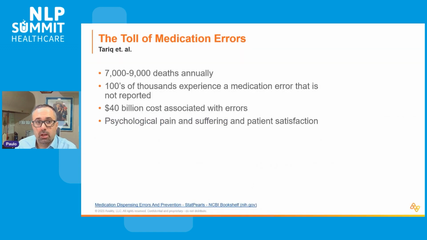We know that medication errors in general contribute to between 7,000 and 9,000 deaths annually. There are hundreds of thousands who experience a medication error that's ultimately not reported, that may have morbidity impacts or may not even have morbidity impacts, but is just underreported. From a cost standpoint, it contributes to about $40 billion of cost associated with these errors. There's also a fair amount of psychological pain and suffering and patient satisfaction issues that are not captured by these costs and these deaths annually.